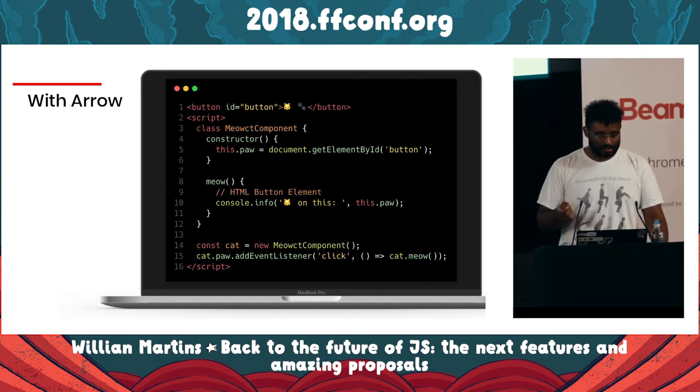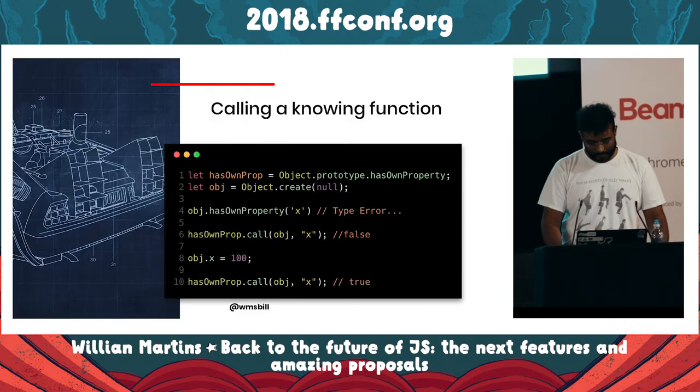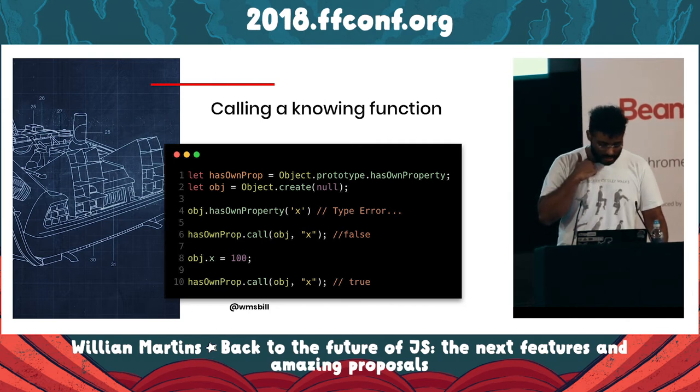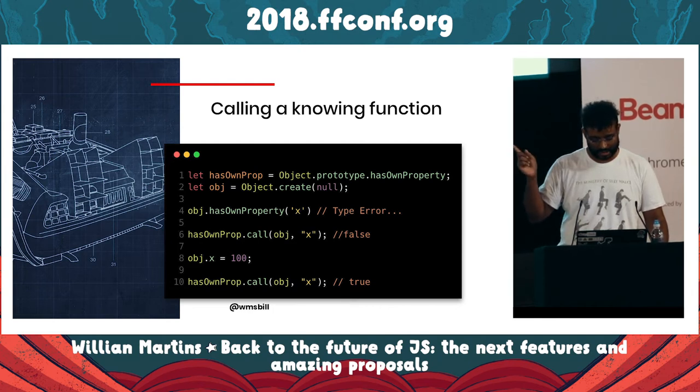Although arrow functions can solve the majority of use cases where we need to bind this explicitly to the function, we still have two use cases where explicit bind is needed. The first one is in this snippet. Let's suppose on line 2, I'm creating a new object that doesn't extend the object prototype. But then I want to check if x is part of that object using the method hasOwnProperty. On line 4, you can see that it will return a type error because I'm not extending this object from Object.prototype.